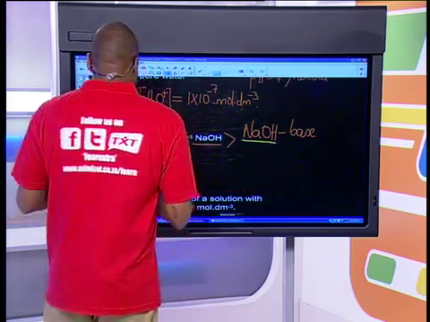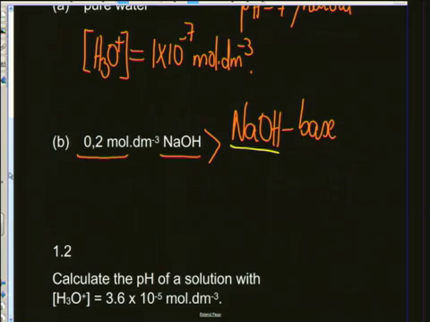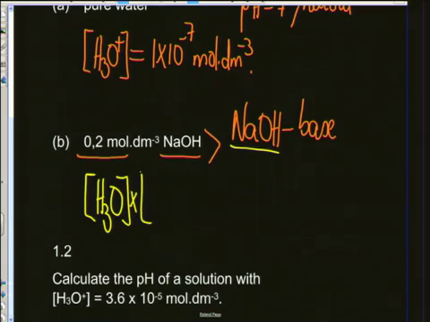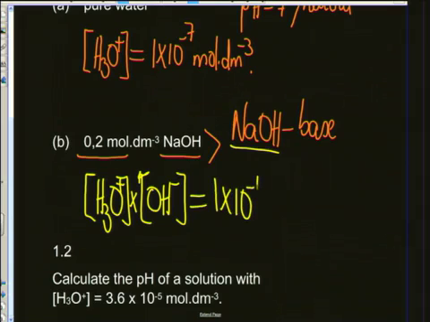So if we're talking about finding the concentration of hydronium ions in this solution of sodium hydroxide base here, it means that we need to understand that the concentration of hydronium ions, H3O+, times the concentration of the hydroxide ions gives us a constant, which is always 1 by 10 to the power minus 14.